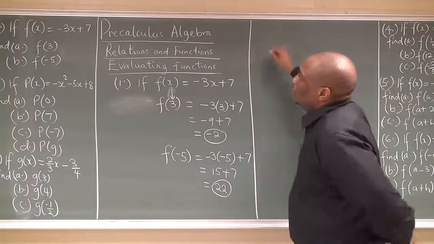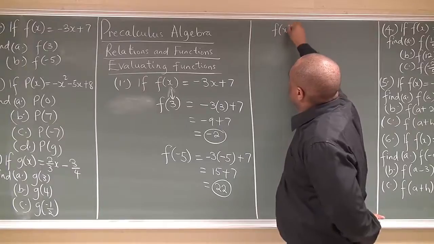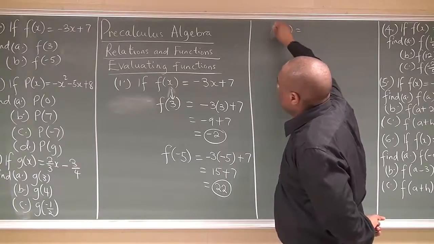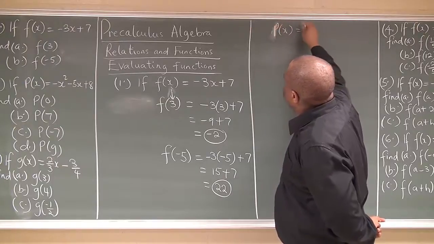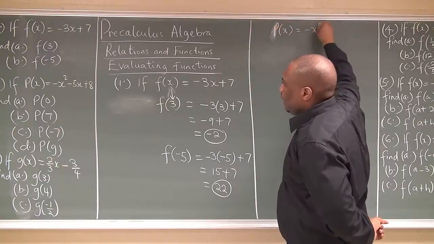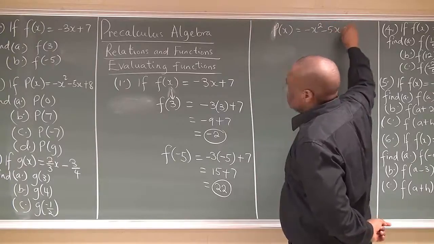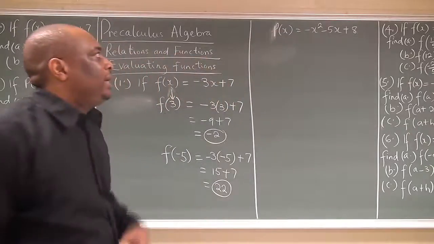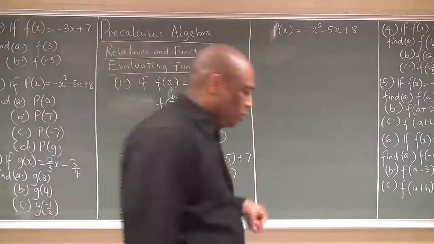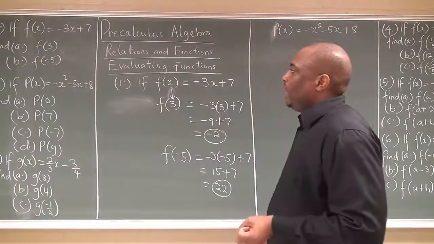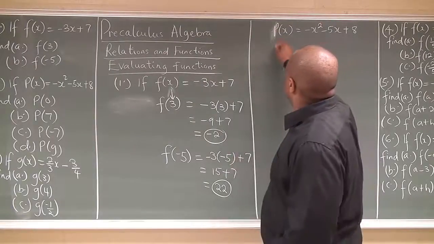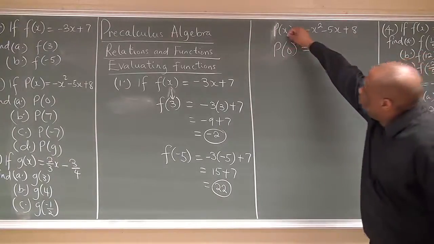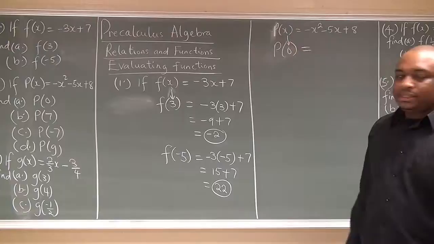Number 2, we have the function, the rule of the function. The rule of the function is p of x. P of x this time is equal to negative x squared minus 5x plus 8. So p of x is negative x squared minus 5x plus 8, a quadratic function. Okay, and you're asked to find p of 0. P of 0 means that x will now be equal to 0. That is what it means.